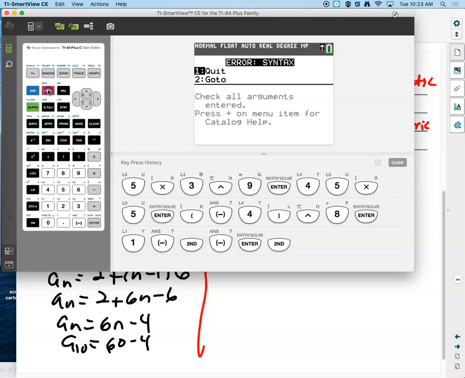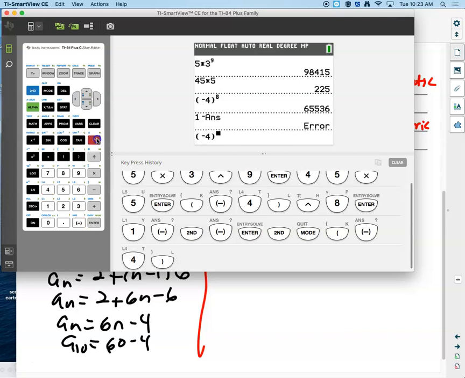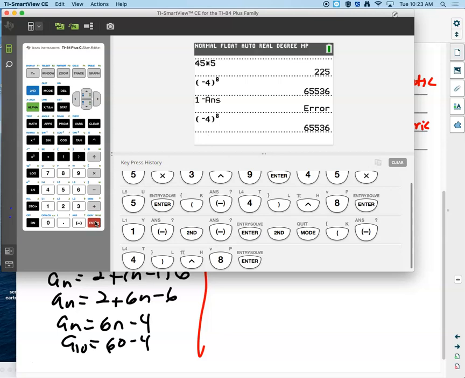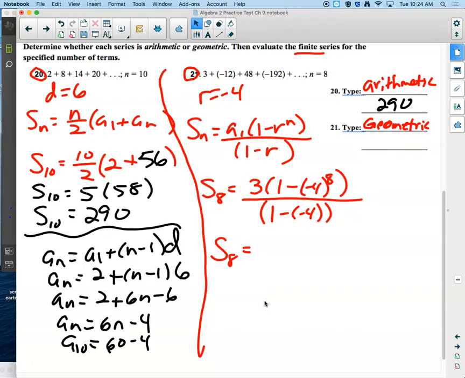Uh-oh. Thought I had it in there right. Let's try again. Huh. I don't know what I punched. Oh, I hit the negative instead of the minus. That's why it was mad at me. Then I have to take that times 3.